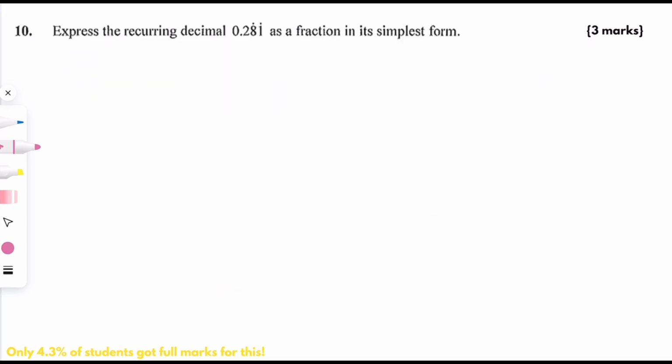So this question, 3 marks, and only 4.3% of students got 4 marks for this. And it is: express the recurring decimal 0.281 recurring as a fraction in its simplest form.